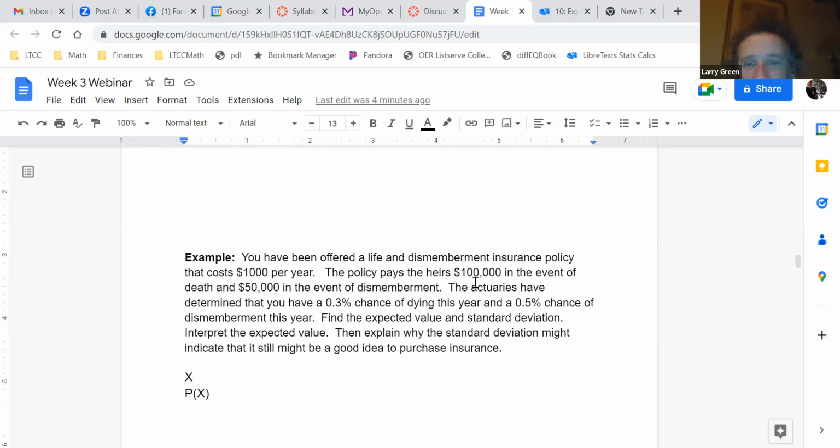The actuaries, that's the person who has to make the decision on prices and stuff, have determined that you have a 0.3% chance of dying this year. Every year you have a chance of dying. Sorry about the bad news, but it's called life, right? And a 0.5% chance of dismemberment this year. Find the expected value and standard deviation. Interpret the expected value, then explain why the standard deviation might indicate that it still might be a good idea to purchase insurance. Okay, so let's go and do it.